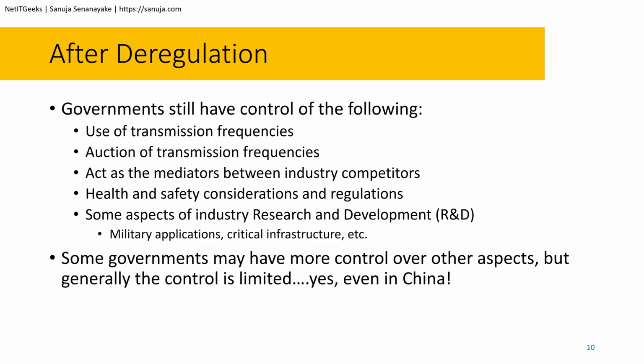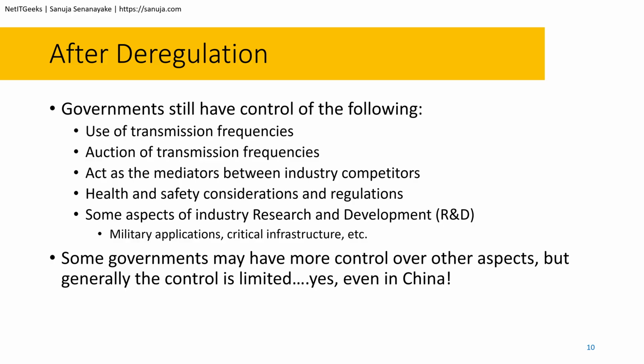So after deregulation, the government still has some control over certain items, such as the use of transmission frequencies for cell phones and wireless equipment, and the auctioning of transmission frequencies. So who gets to use what frequency? Government agencies, not only in the United States but also around the world, act as the mediator between industry competitors, between different telecommunication competitors and internet service provider competitors. So they basically work as a legal framework for all their competition to happen.